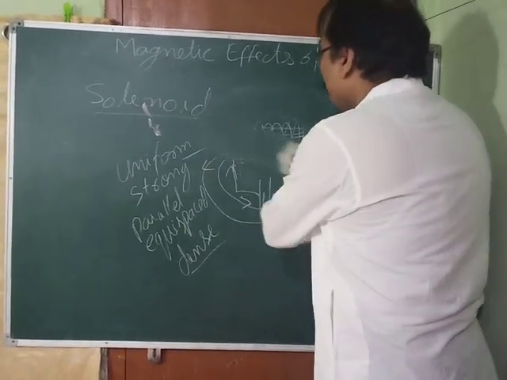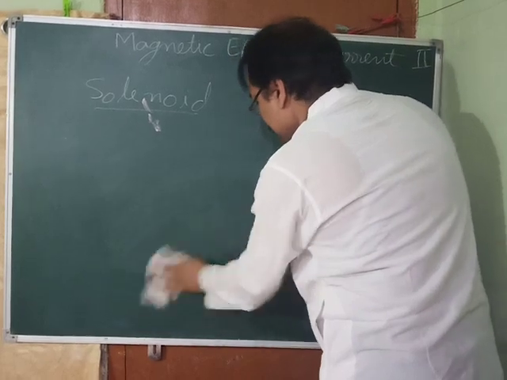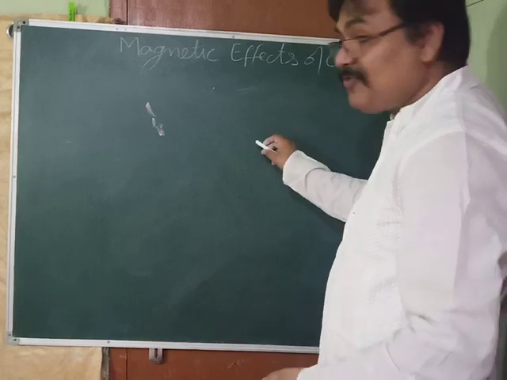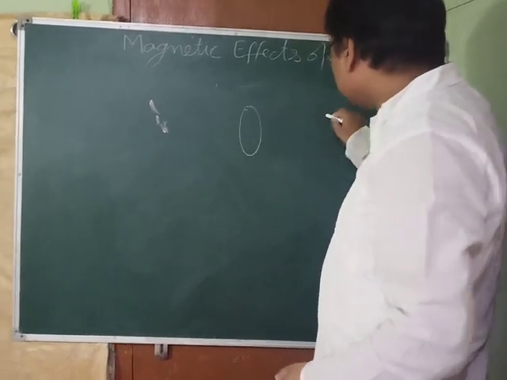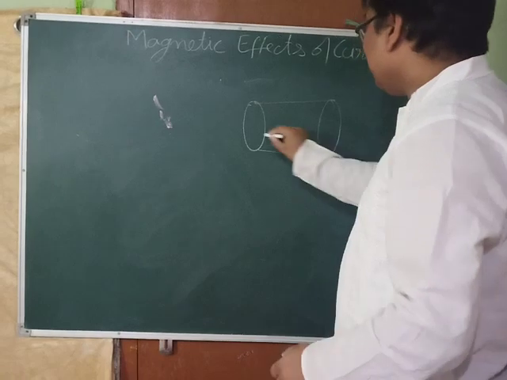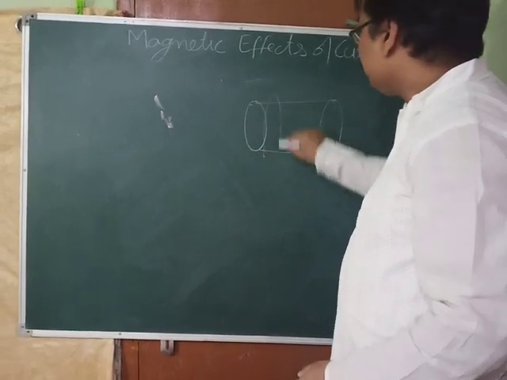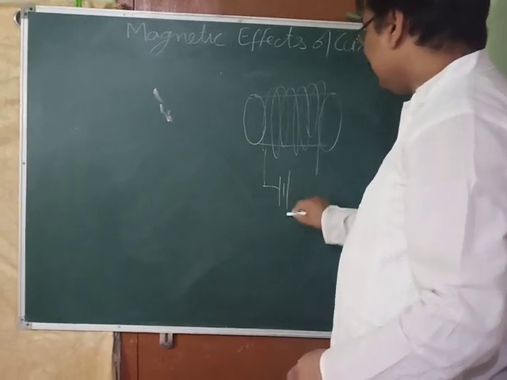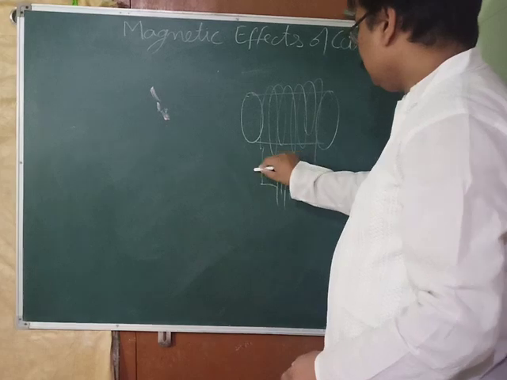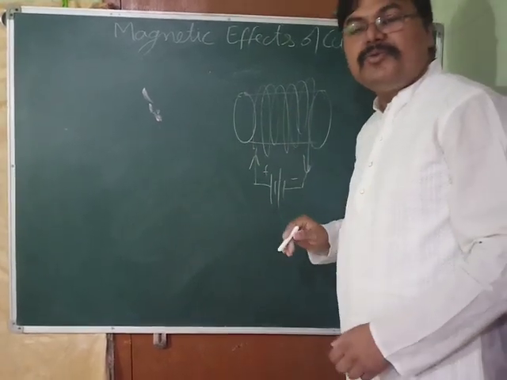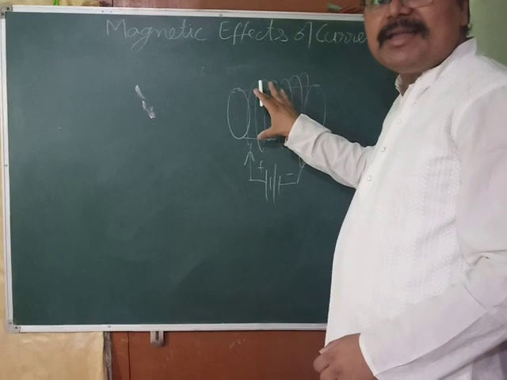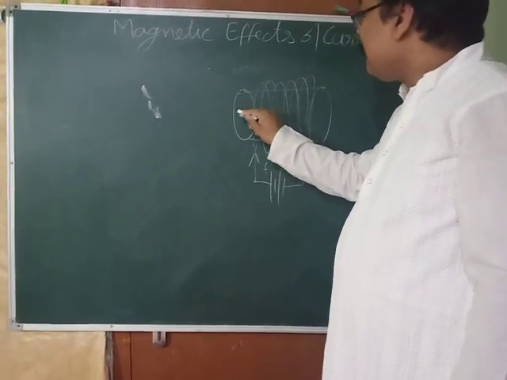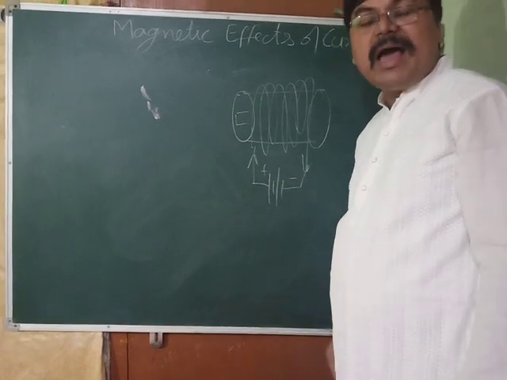See, my dear children, when a piece of iron, nickel or cobalt, that is, ferromagnetic substances, is placed inside this cylinder, which is wrapped with copper wire and which is carrying current, what will happen? As it is behaving as a magnet, it is producing a very strong magnetic field inside it, and you are placing inside it a piece of iron. What will happen? Do you know?